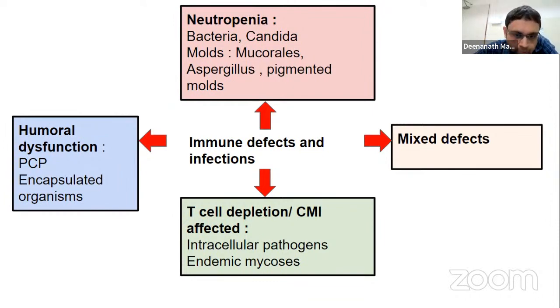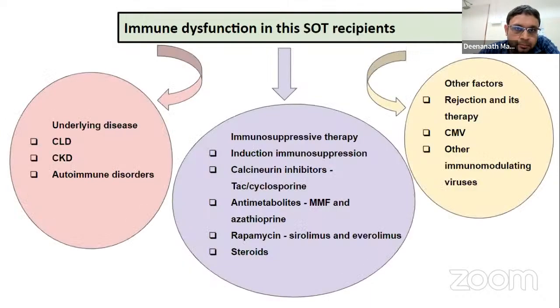Now, T cell depletion is something that we very commonly see. Our solid organ transplant patients, or those who are on T cell suppressive therapy, are predisposed to intracellular pathogens, endemic mycosis. And then very often in day-to-day practice, we see patients with mixed defects. Let's say a patient who has AML to begin with, and now has undergone a bone marrow transplant. Not only the neutrophil quality and function, but his T cell function is also a big problem. That is what we very often see in real life.